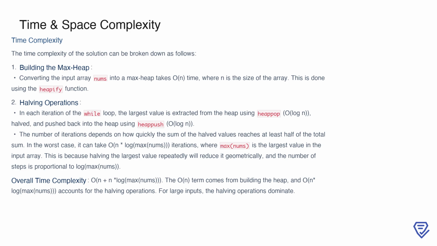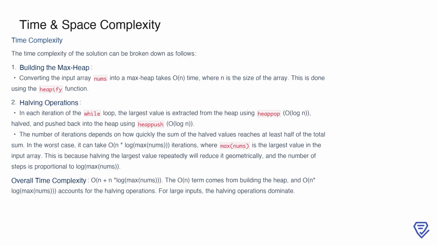Here, we analyze the time complexity of our solution. First, we need to convert the input array into a max heap. This process, known as heapification, is performed in O(n) time, where n is the size of the array. Once the heap is built, the halving operations begin. In each step, the largest value is removed from the heap, halved, and then pushed back into the heap. Both the removal and insertion operations take O(log n) time because the heap needs to maintain its structure.